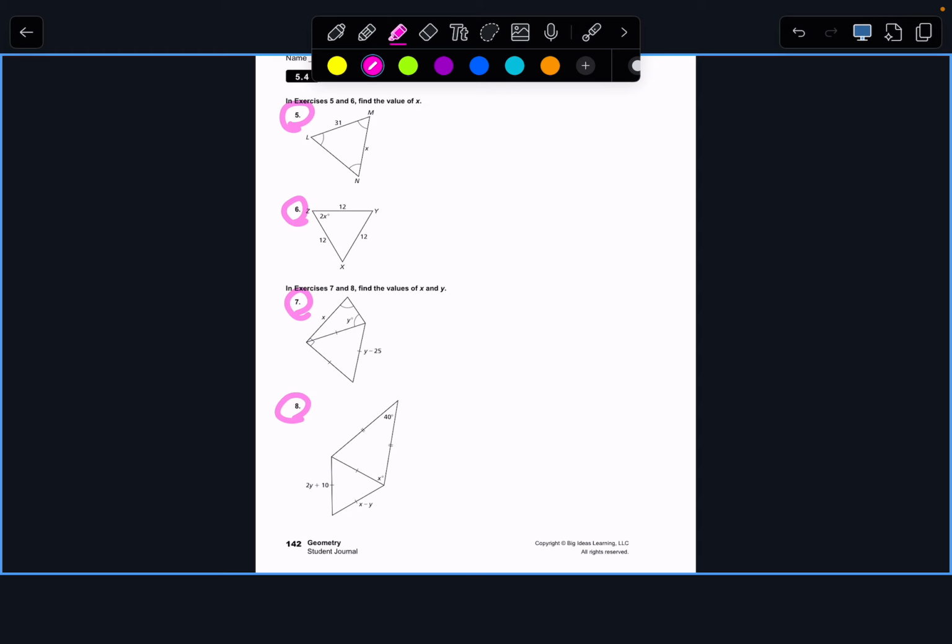This is y, 2. Wait, am I... we know all the sides are the same, right? Yeah. So this is also y minus 25, which means so is that. Well, we got to find y, right? So we know that this is 90. Well, what are all 3 of these angles if this is equilateral? 60. So if this is a 90 and this is 60, what's left for this vertex angle? That is a 120.